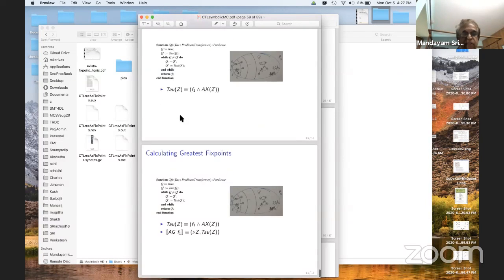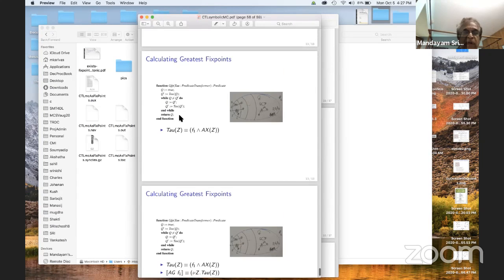Similarly, for greatest fixed points, you have Kleene iteration starting from the top, and you go down the chain by repeated application of tau. Of course, in the case of infinite state systems, this algorithm is not always guaranteed to terminate, even though the least and the greatest fixed points exist.